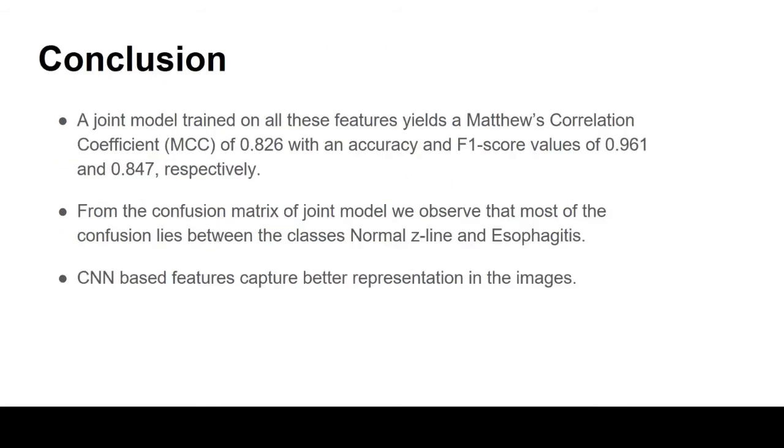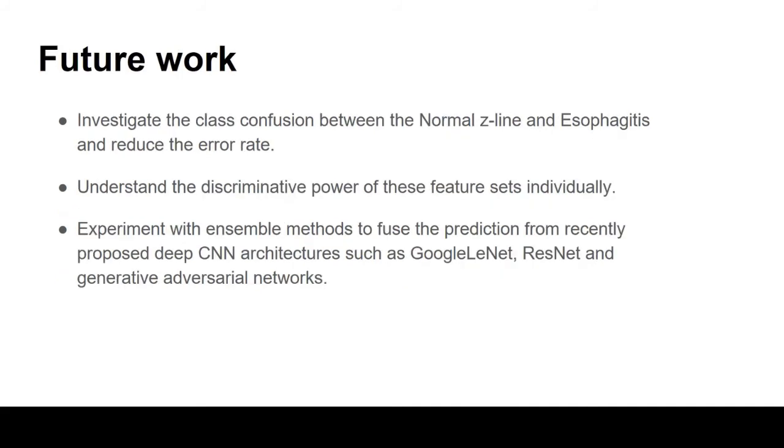So in conclusion, we show a model which obtains Matthew's correlation coefficient of 82.6%. And specifically, we obtain a lot of confusion between two classes that we aim to investigate. And the future work would involve, as I mentioned, reducing the confusion between the two classes. We also want to understand the discriminative power of the feature sets individually and what they contribute towards the final model. And we'd also like to use more recent models like GoogleNet and ResNet, and even GANs to further improve our results. Thank you.